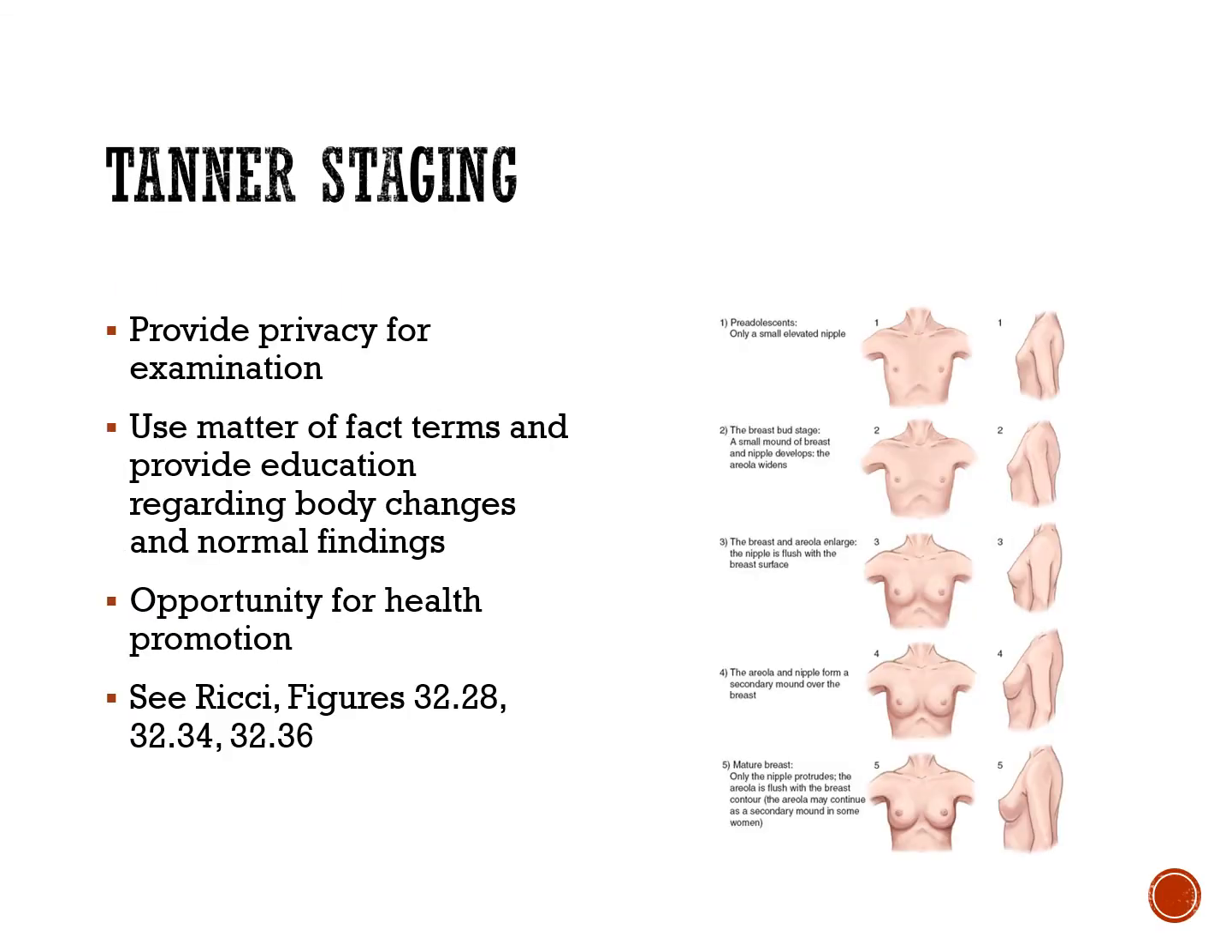An important pediatric consideration is the assessment of secondary sexual characteristics using the standardized Tanner staging method. It's important to provide privacy when examining adolescents and children for secondary sexual characteristics. It's important to use matter-of-fact terms and provide education regarding normal body changes and normal findings. This is an opportunity for nurses to provide health promotion and education regarding puberty and body changes.